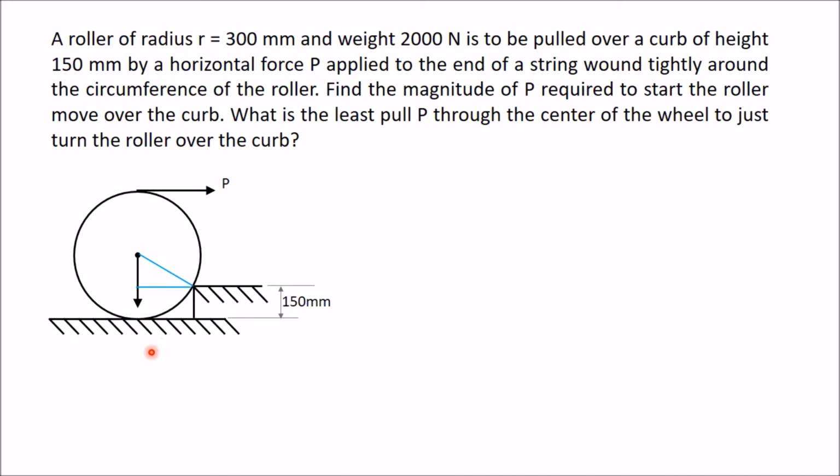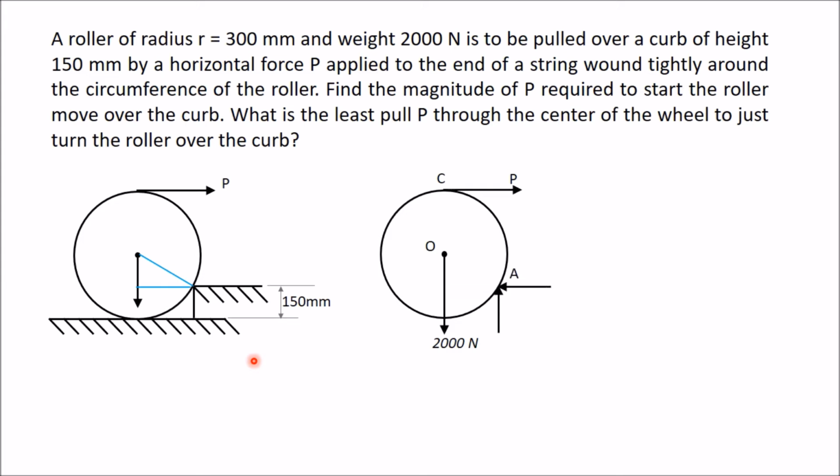In the first step, you have to draw the free body diagram of this roller. So first sketch this roller. Apply weight in the vertical downward direction at point O. Apply force P. Now at this point of contact, if you are not sure about the reaction force acting at this point, you can show two reactions perpendicular to each other. So I marked that point as A and showed two reactions here.